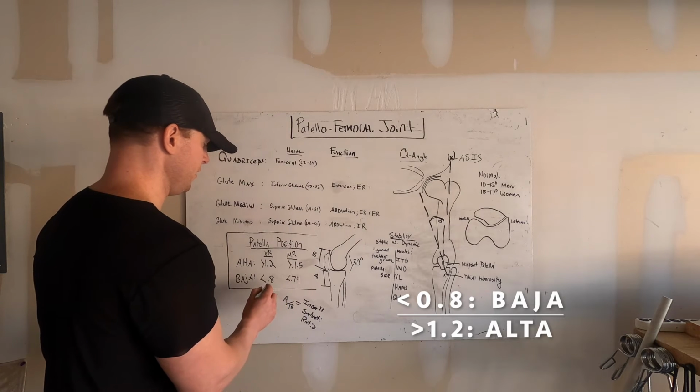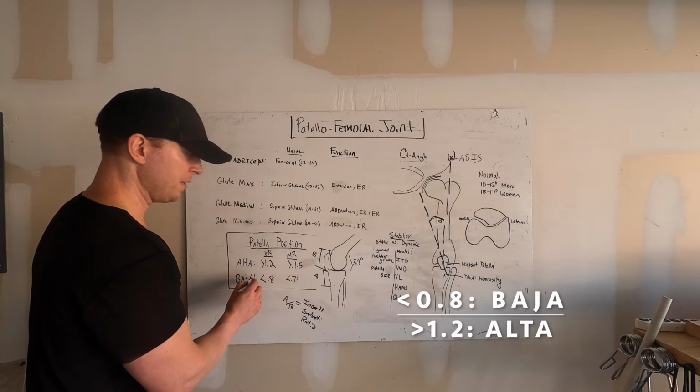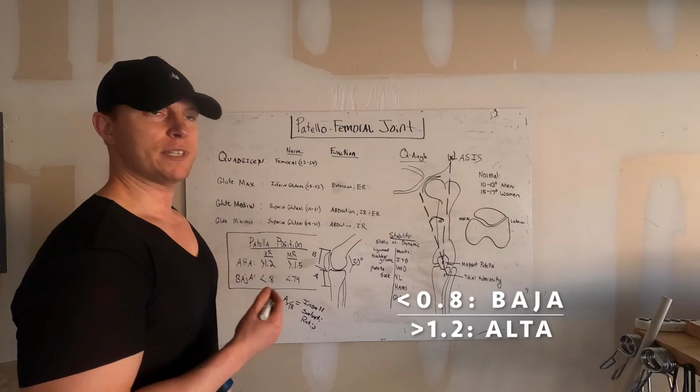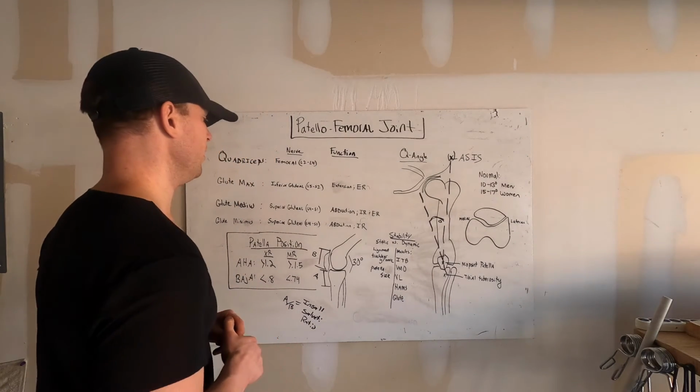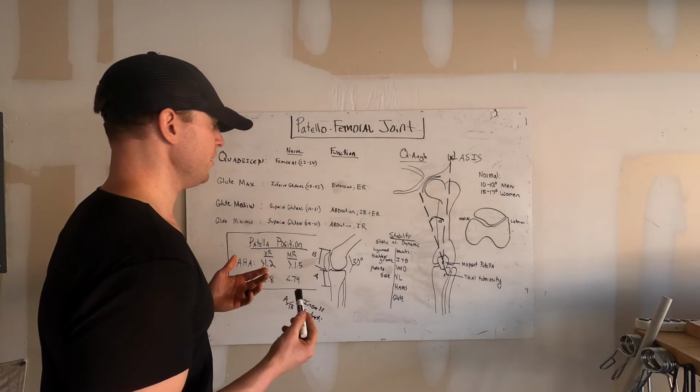If this number is less than 0.8, then it's a patella baja. If it's greater than 1.2, you have patella alta. That could also be a board topic for PM&R boards, so it's important to know.